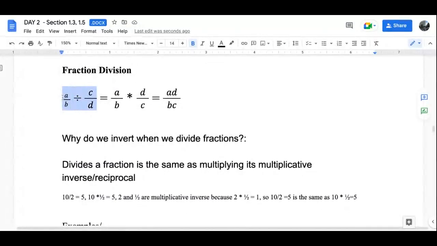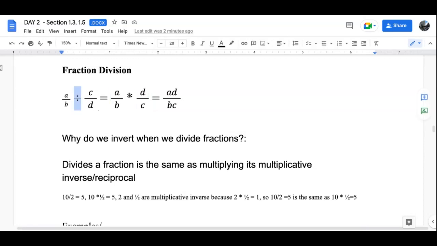Let's see this one. If we have fraction division, the quotient of two fractions, a over b divided by c over d. So what do we do? Remember I said before, 10 divided by 2 is the same as 10 multiplied by half. 10 divided by 2 is 5. 10 multiplied by half is also 5, right? So division is a multiplication of the inverse. So what is the inverse? What's the reciprocal or inverse of c over d? That's d over c, right?